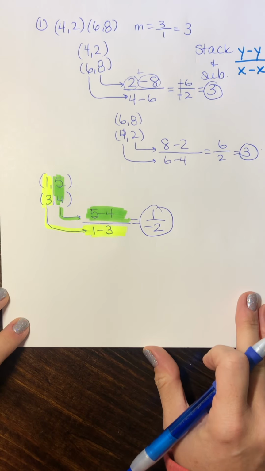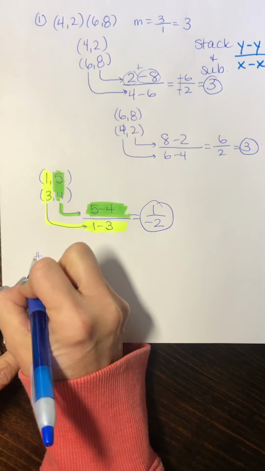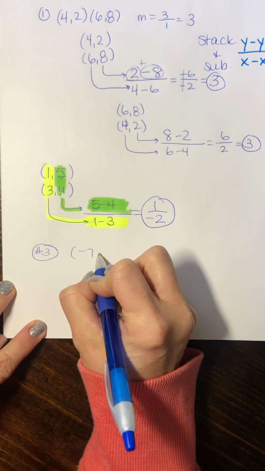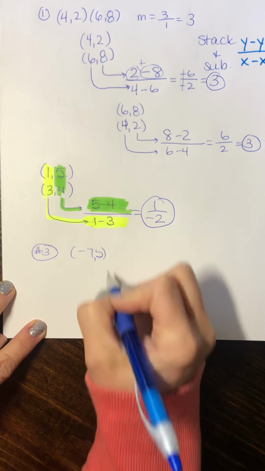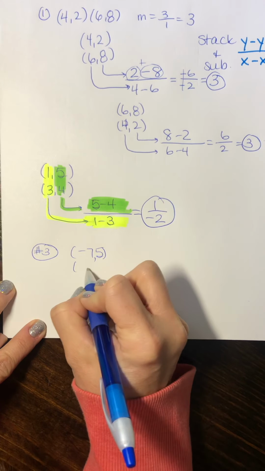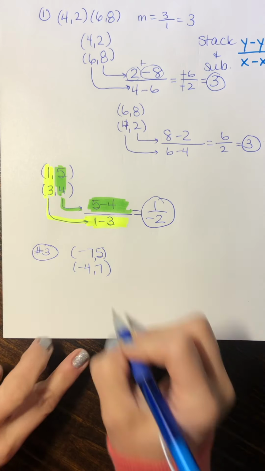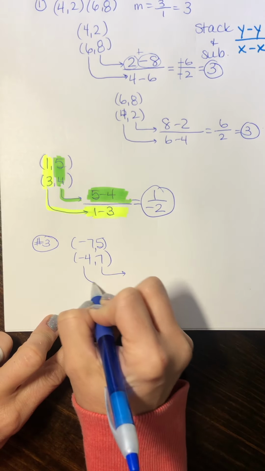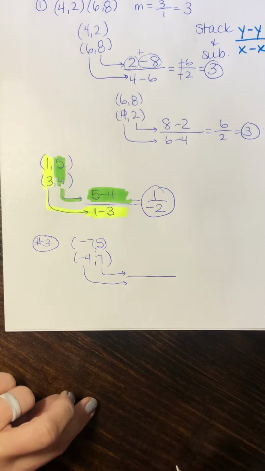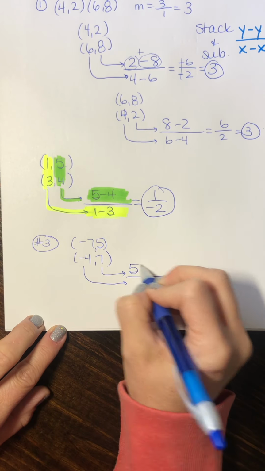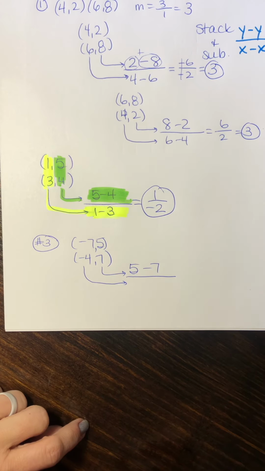Now, this is going to be a little tricky example, so let's take a look at number 3, because something's going to happen here that I know might throw you guys off. So I have (7, 5) and (negative 4, 7). So as I'm looking at this, I bring this down just to kind of keep it organized for you. I'm doing my y's minus each other, and that's 5 minus 7.